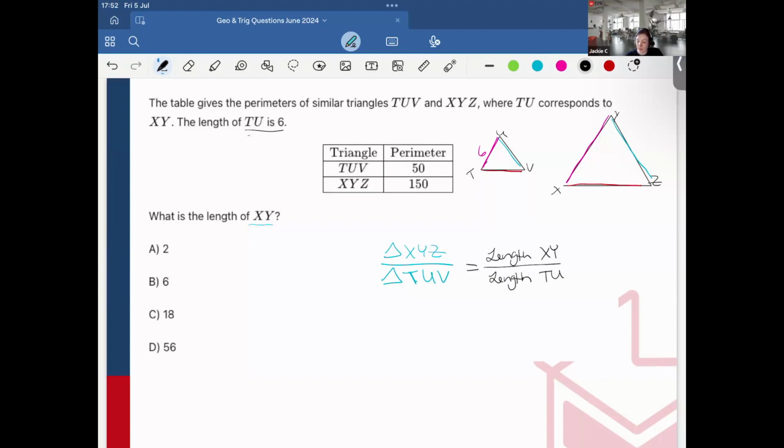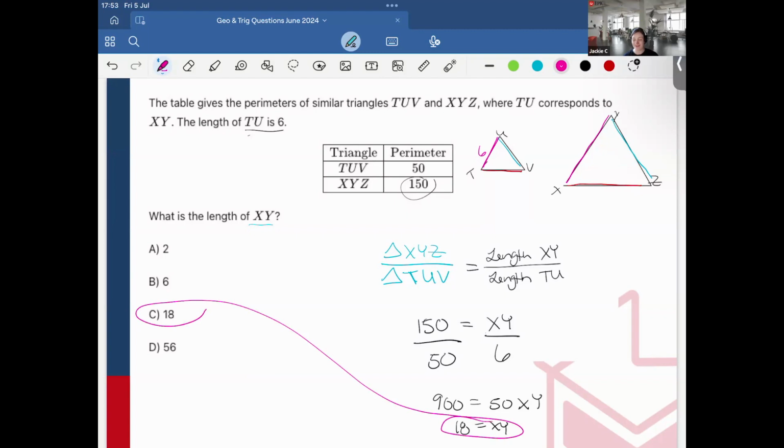Now I just need to substitute all the values they've given us. The perimeter of XYZ is 150, and XY is what I'm solving for. The perimeter of TUV is 50, and I was also given that TU is 6. Now I just cross multiply. 150 times 6 is 900, which is equal to 50 times XY. Then divide each side by 50, which is 18. And oh my goodness, that looks like answer choice C. So remember, for similar triangles, the ratio of the perimeters of the triangles is equal to the ratio of the corresponding sides.